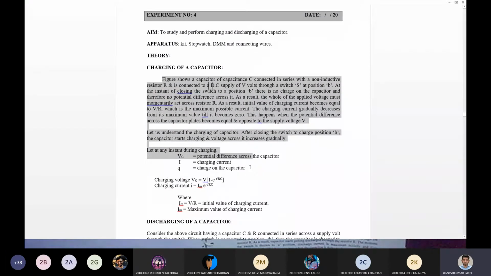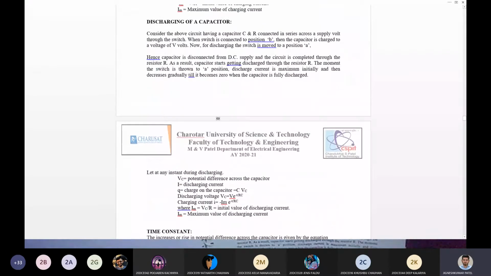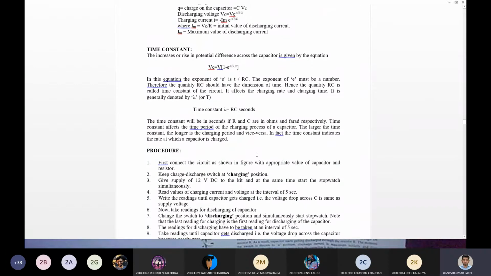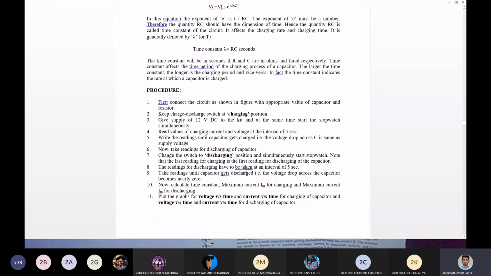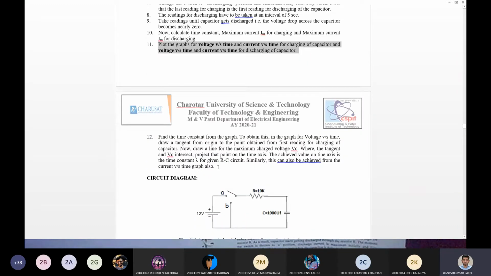Something is written over here. That's the theory of charging and discharging, along with the equations of charging as well as discharging, and what the time constant is and how to find it. And then at the end, you have to plot a graph of charging and discharging, and then find out the time constant based on the graph. All the procedure is given over here, but we'll see a practical demonstration.